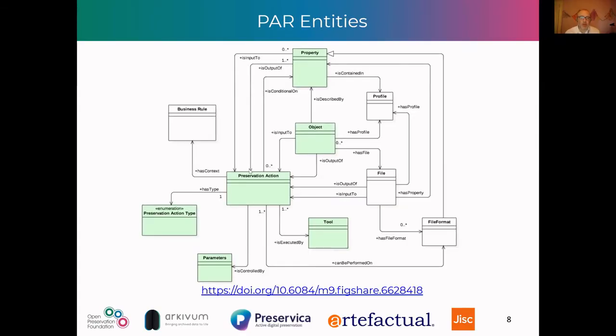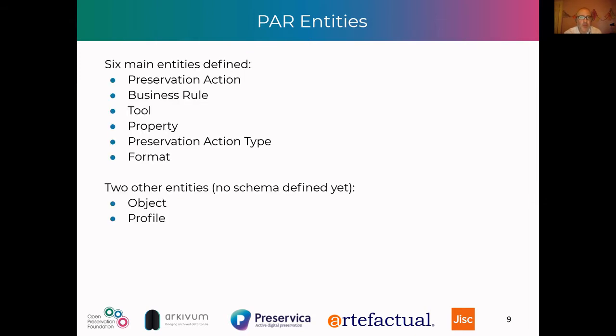And I'm going to talk about the PAR data model and just give an overview of the main entities in that data model. So here is the diagram that we included in the original paper, which is linked here, describing the PAR data model. I'm going to go through this, focusing on just a couple of the entities in more detail. So within the PAR data model, there are really 6 main entities that we've defined, and these each have their own JSON schema that describes exactly what their properties are.